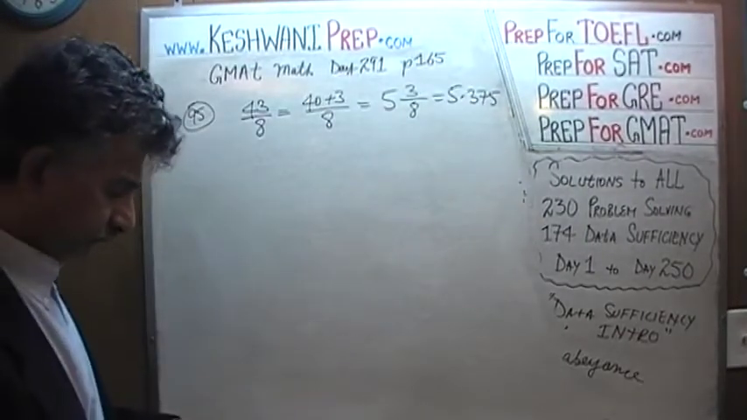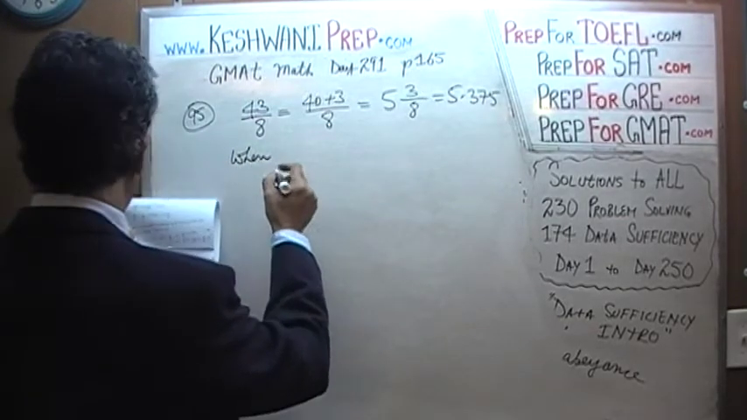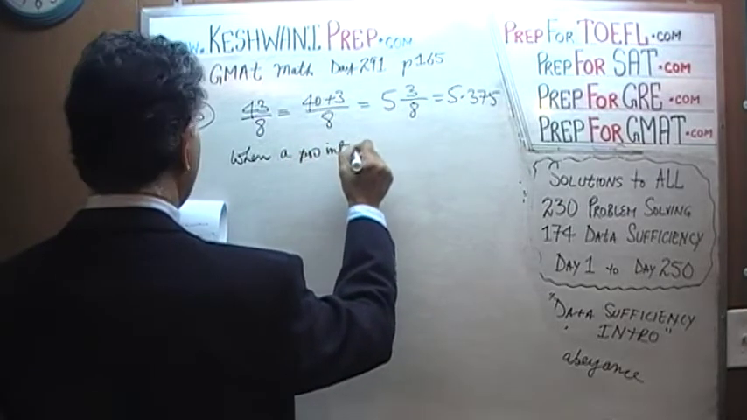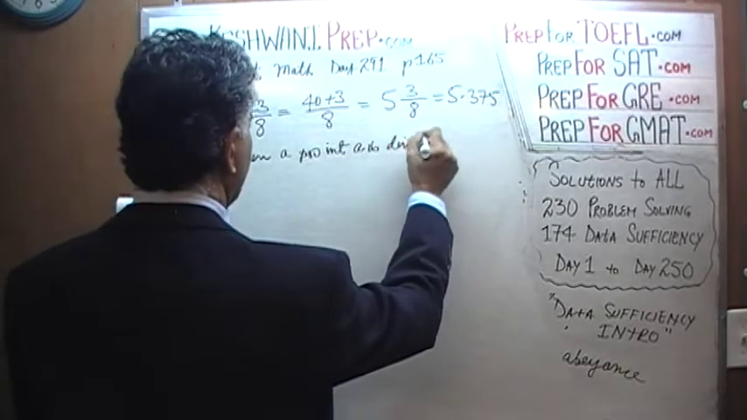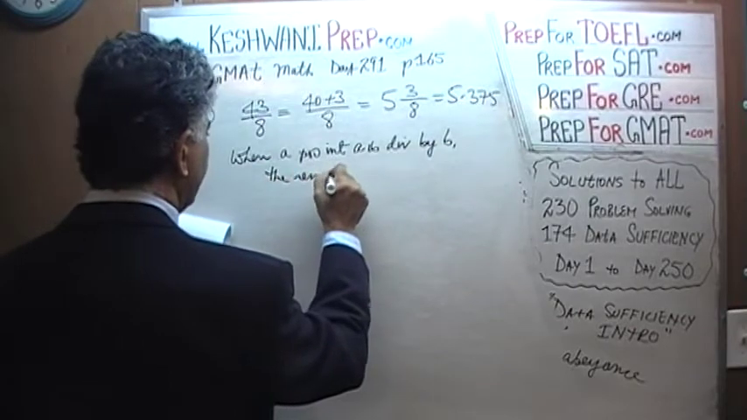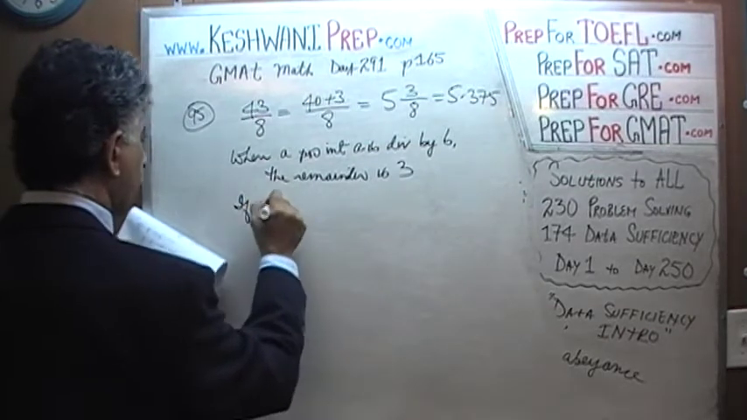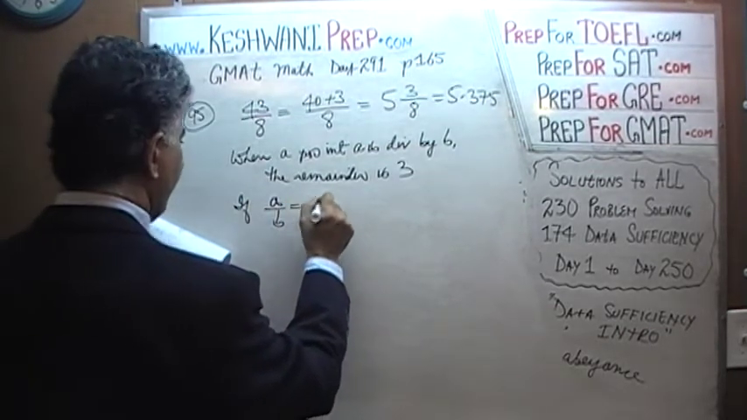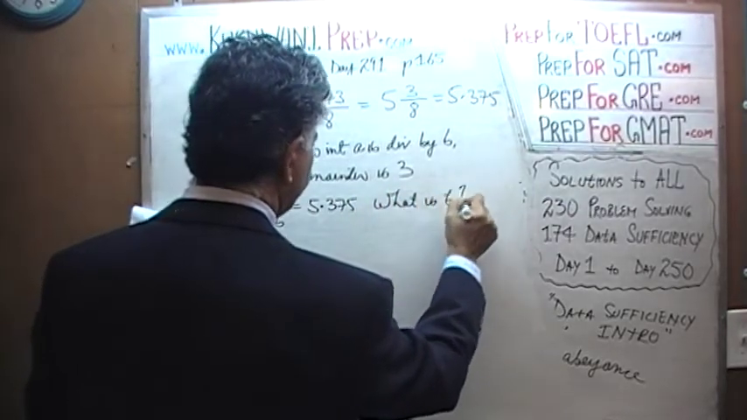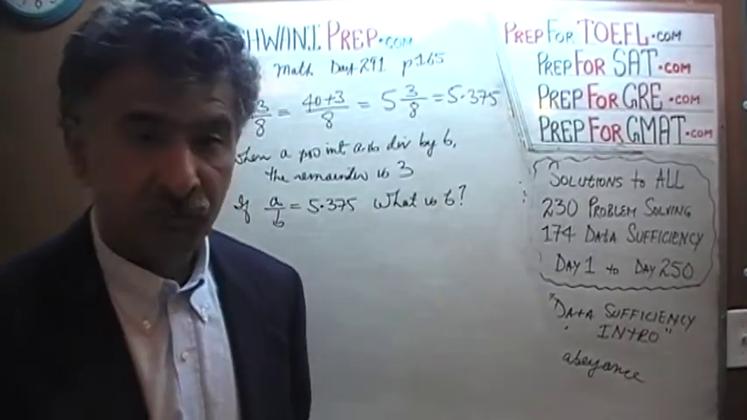Now here's the question. When a positive integer a is divided by b, the remainder is 3. If a over b is 5.375, what is b? As you can see, this is what is being asked in question number 95, and we'll do question number 95 in a second.